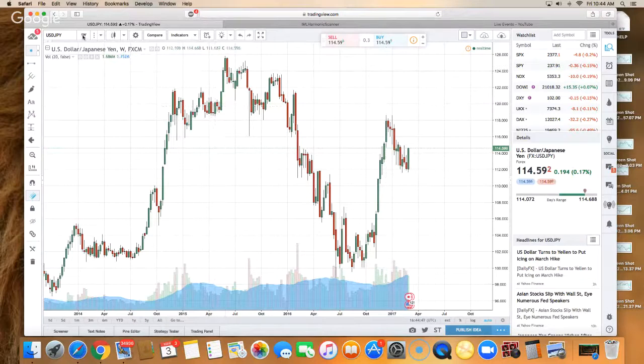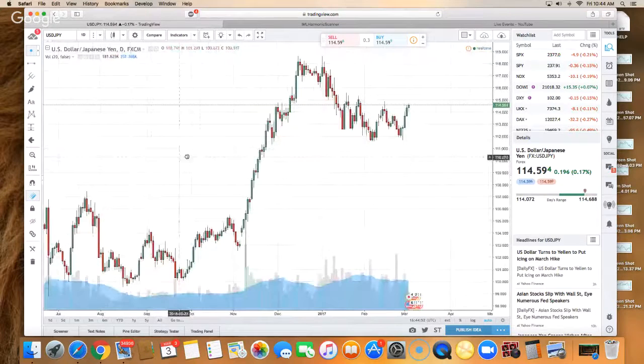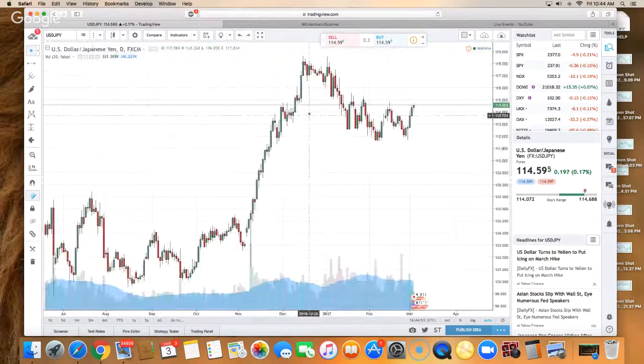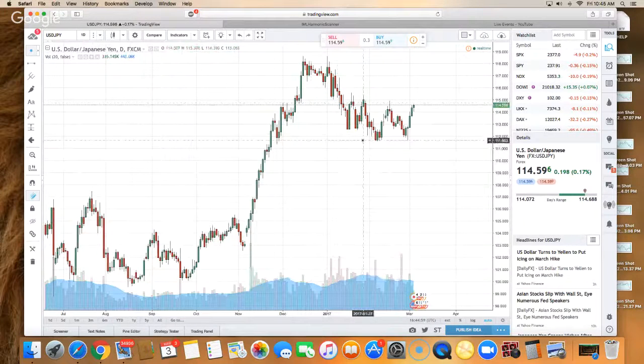Okay, let's go down to the daily. Okay, so look at this right here. Price respected right in this area, these points. It hit it 1, 2, 3 times, and what did it do? It bounced up, came down here, bounced up, came down here, and it bounced up again.